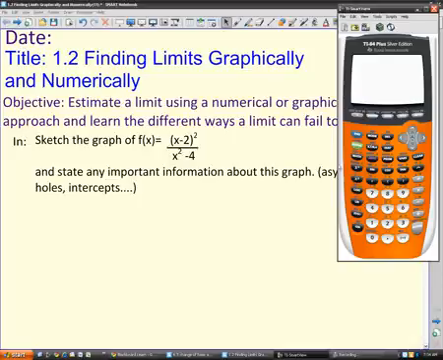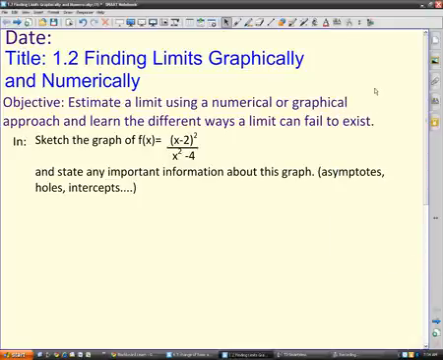So the first thing it says is to sketch the graph. Actually, no, I'm not going to sketch the graph first. I'll come back to that. I'm actually going to first state all the important information about the graph: asymptotes, holes, intercepts, things like that.